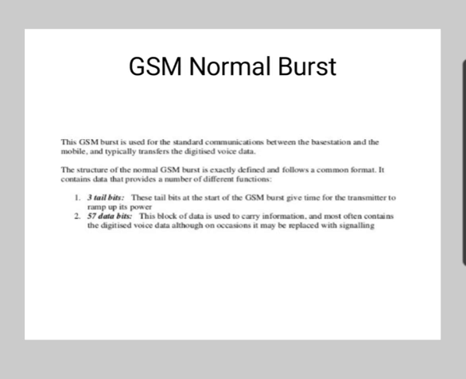The 3 tail bits at the start of the GSM burst give time for the transmitter to ramp up its power. The 57 data bits: this block of data is used to carry information and most often contains the digitized voice data, although on occasion it may be replaced with signaling.